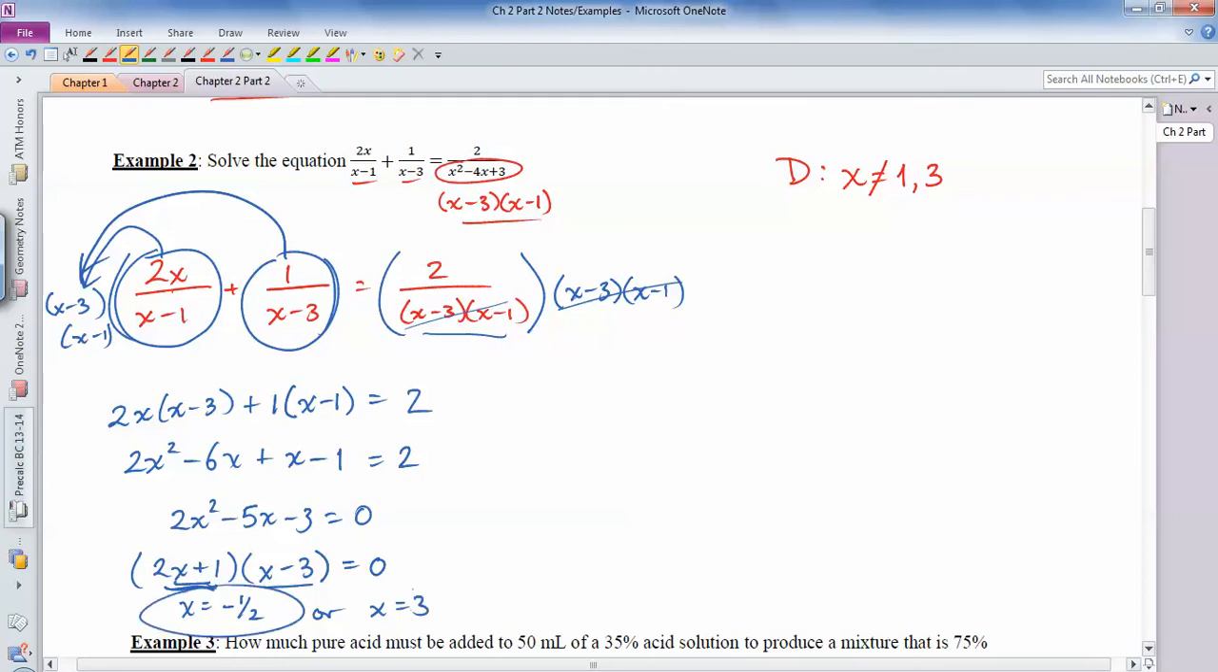So it looks like we get 2 answers. But remember to check against your domain here. x can't be 3, so this guy doesn't count, right? Not in domain.